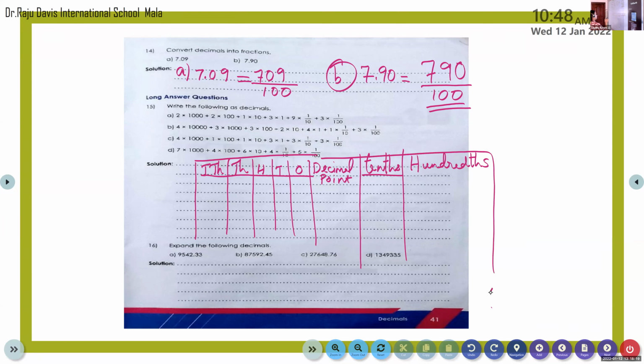So question number A. Then question number B, C, D.